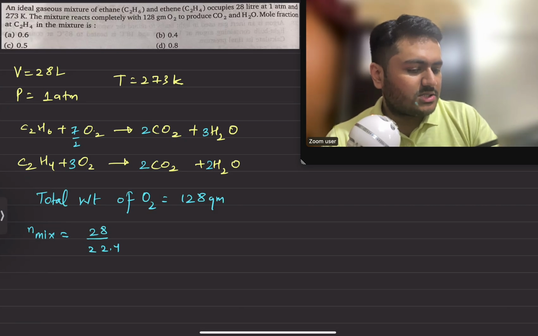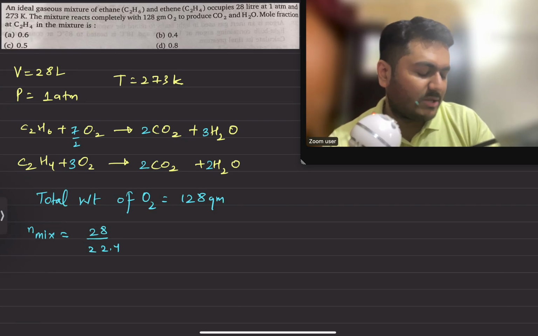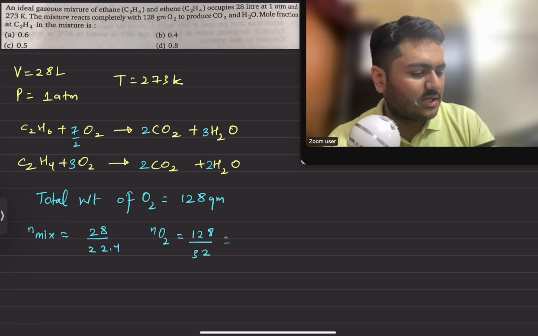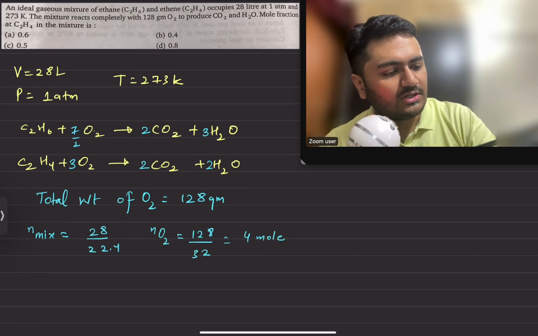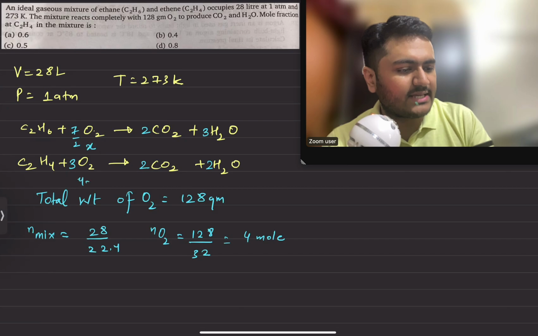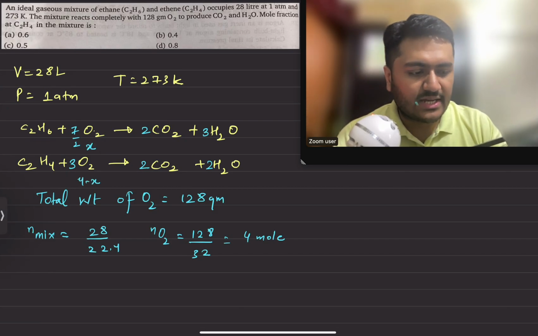Now let's calculate the total moles of O2. Total moles of O2 will be 128 divided by 32, so it will be 4 moles. So we have 4 moles of O2 reacting with C2H6 and C2H4. Now we can consider that some X moles are reacting in the first reaction and 4 minus X moles are reacting in the second reaction.